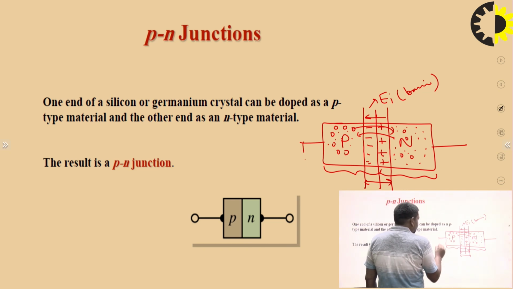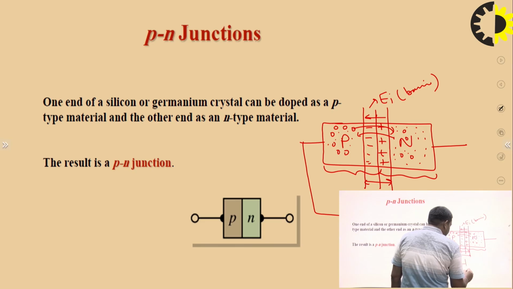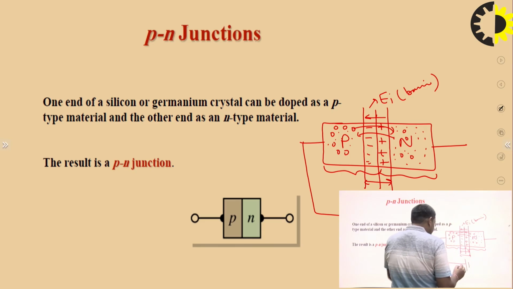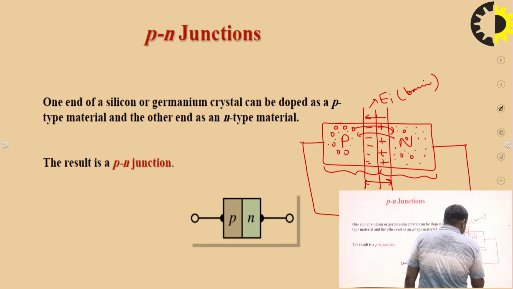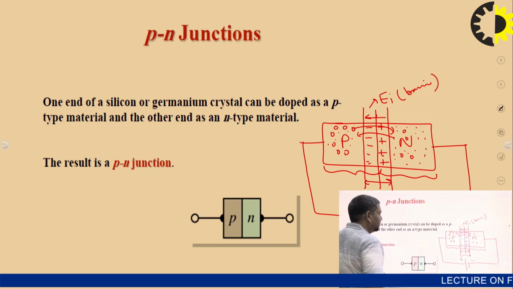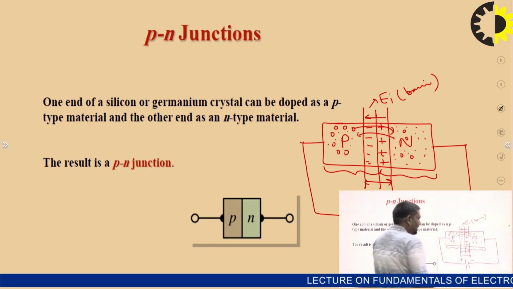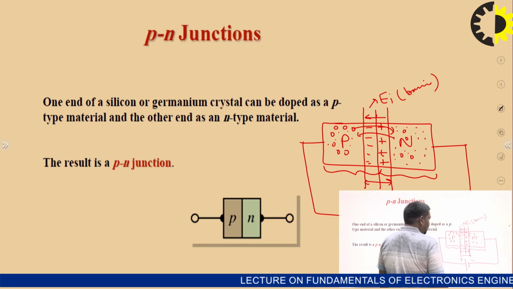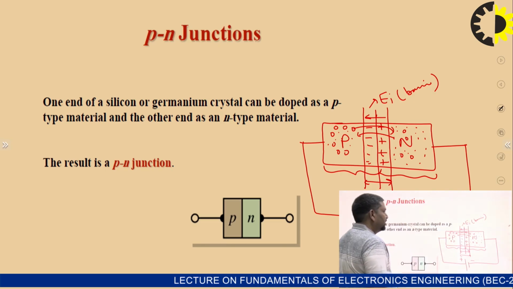If we connect the P type material to the positive terminal and the N type material to the negative terminal, such a circuit is called the forward bias condition. In that medium, the P type is connected to the positive terminal and the N type is connected to the negative terminal. Such a condition is called forward bias.